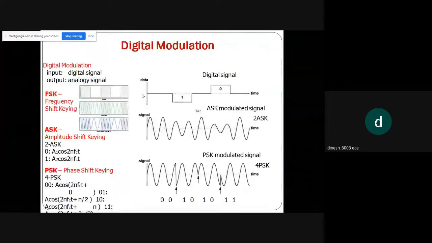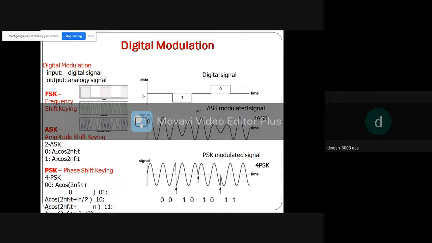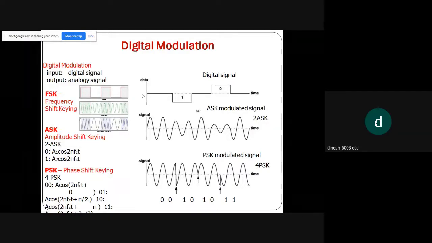The next topic is digital modulation schemes, where the input signal is a digital signal and the output is an analog signal. There are three different digital modulation techniques: frequency shift keying (FSK), amplitude shift keying (ASK), and phase shift keying (PSK). Most of you are familiar with these shift keying techniques, which you have studied in your digital communication.